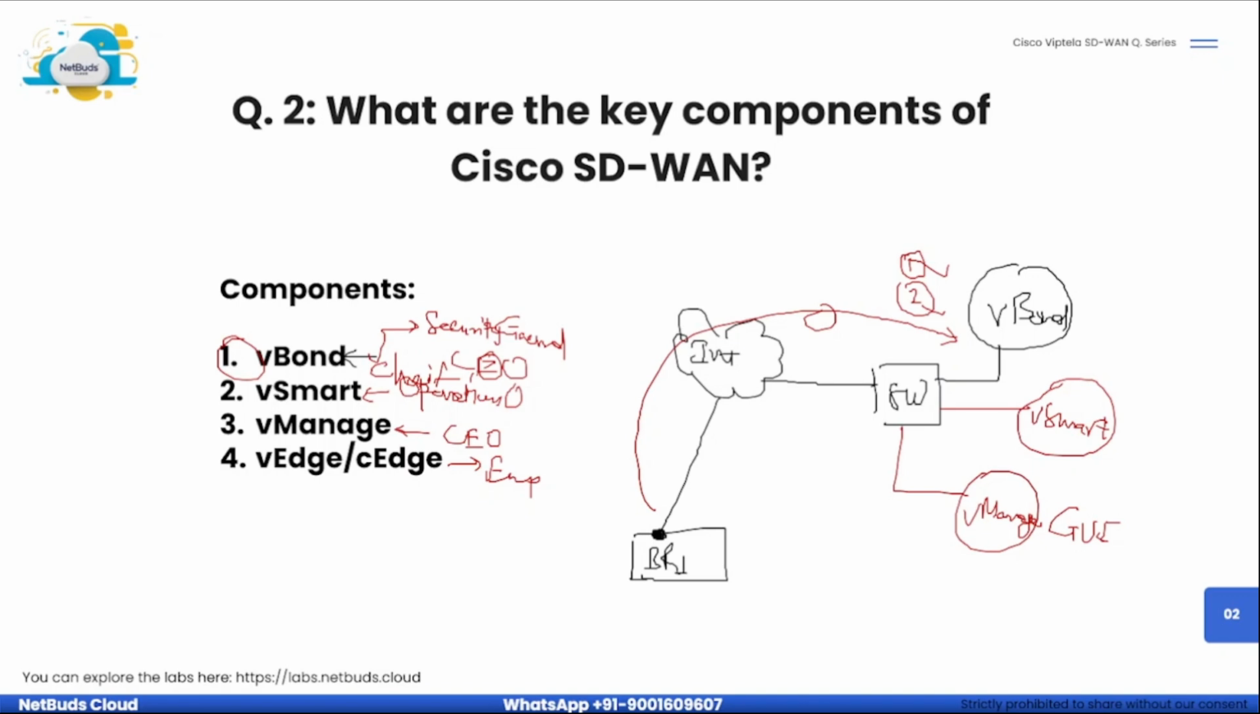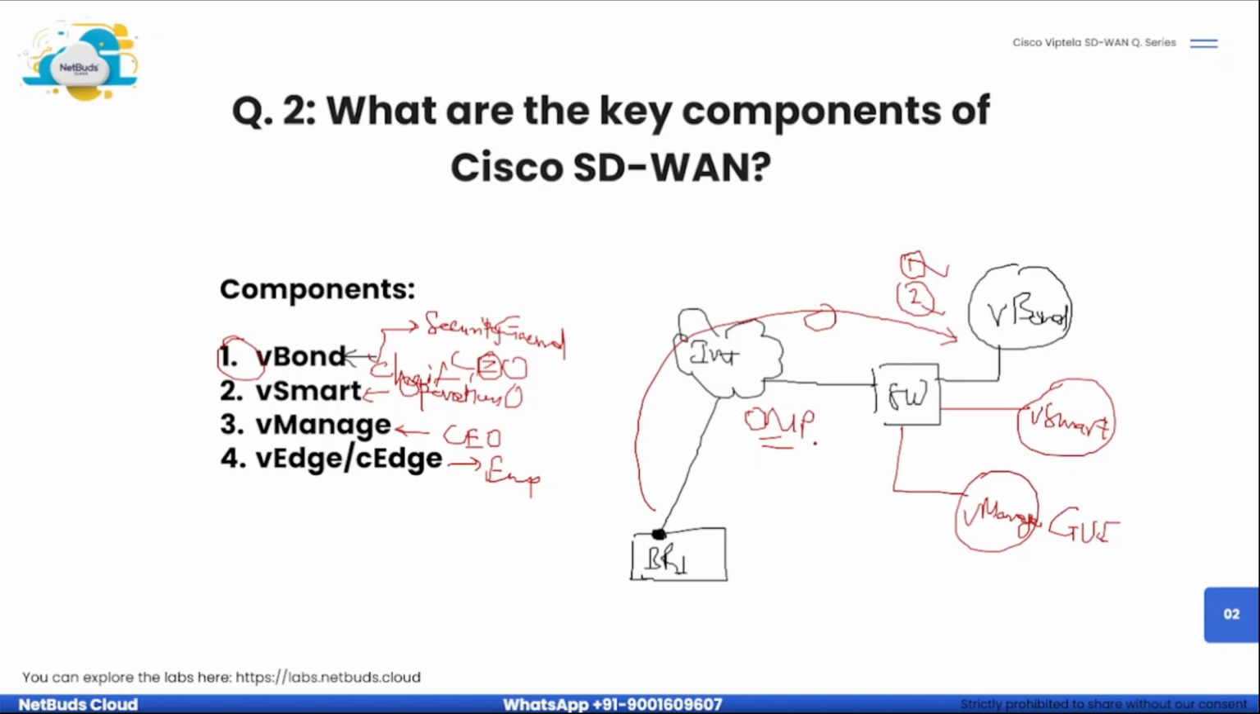Second thing, my vSmart. vSmart actually builds the control plane. If you don't know about the control plane, do not worry. We will discuss it in the next section or in the coming questions. It builds the control plane and advertises routes via OMP. OMP is one of the routing protocols, the Overlay Management Protocol, that works in Cisco Viptela. We will discuss it completely in detail in the coming sessions. It is one of the main protocols required in SD-WAN Viptela, and it is the one sending or advertising information from one location to another location.